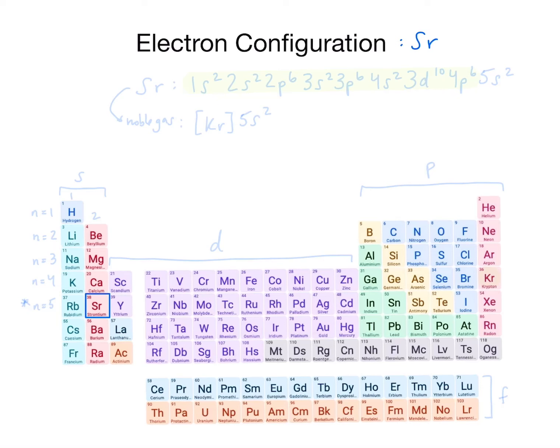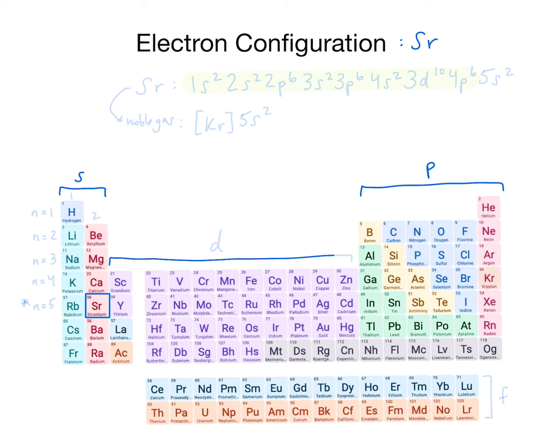Let's practice writing the full and noble gas electron configurations for strontium. Strontium is element 38, and it is outlined in blue on the periodic table. So just looking at the periodic table itself, the leftmost two columns make up the S block. The right-hand side of the periodic table, except for helium, makes up the P block.